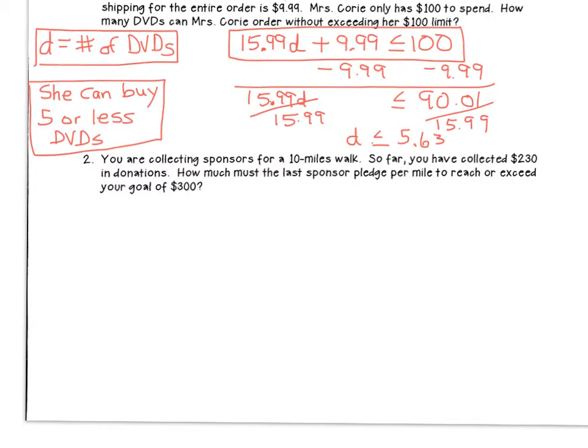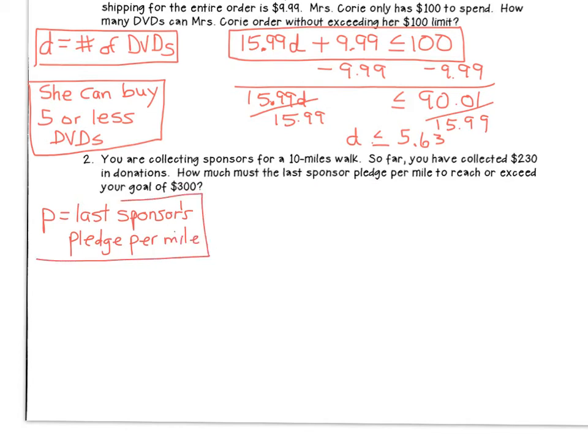Let's use the letter P. And that's going to stand for the last sponsor's pledge per mile. And I found that because I found the question mark. Alright, so that's defining my variable. And that has to be done first. Now translate, write your inequality.